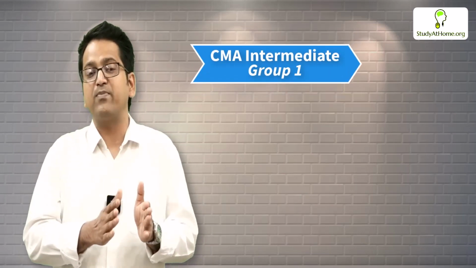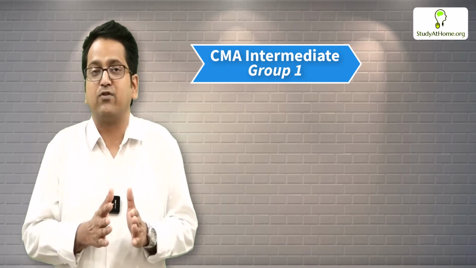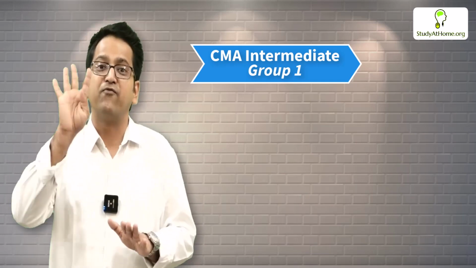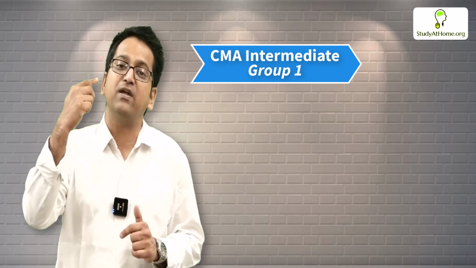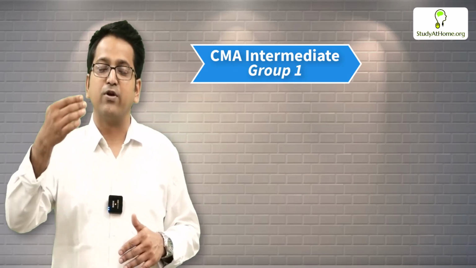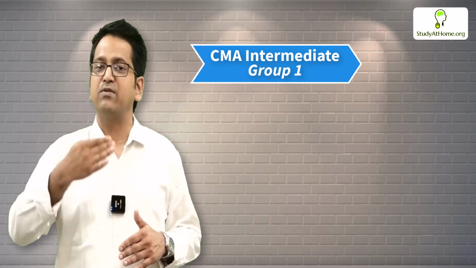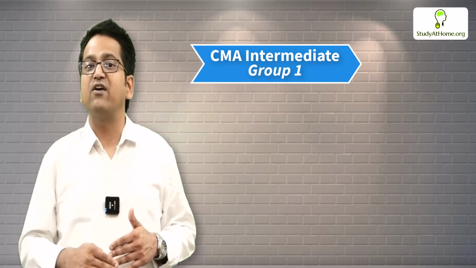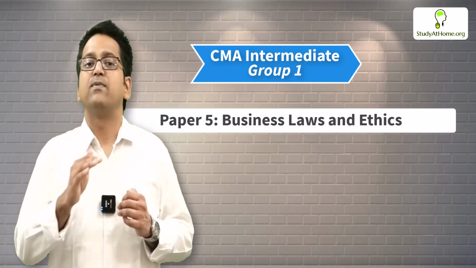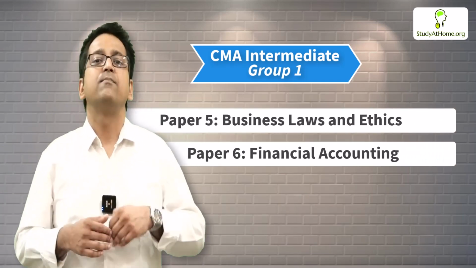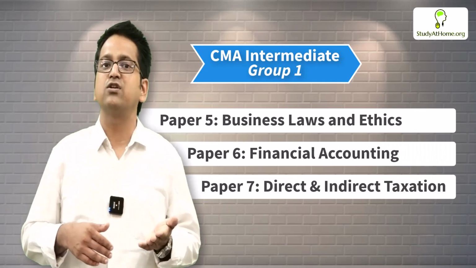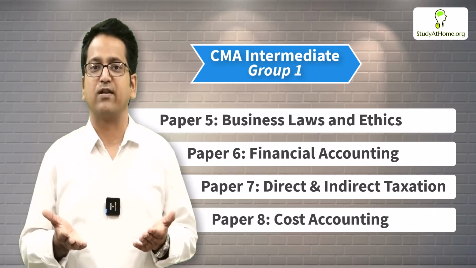In group 1, you will start with paper number 5. Now, you will say, where are the 4 papers? The first 4 papers were in CMA Foundation. So, Intermediate group 1 will start with paper number 5. Paper number 5 is Business Laws and Ethics. Paper 6, Financial Accounting. Paper 7, Direct and Indirect Taxation. And paper 8 is Cost Accounting.